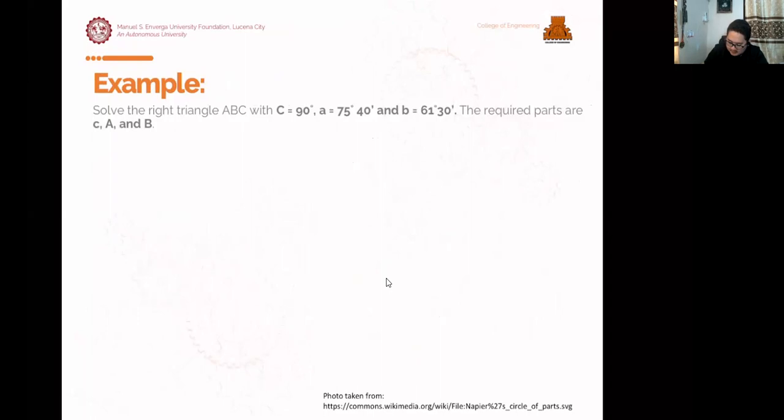Okay. So meron daw tayong right spherical triangle. So let's try. Ito yung, halimbawa, yan yung right spherical triangle natin. Then si side C yung 90 degrees, no? So ito yung C, gawin na lang natin itong ABC. Okay? So ito si A, ito si B, and then ito si C. Okay? Si side A is given as 75 degrees, 40 minutes. And then si side B is given as 61 degrees, 30 minutes. Required natin is the other side, yung C, A, B natin.